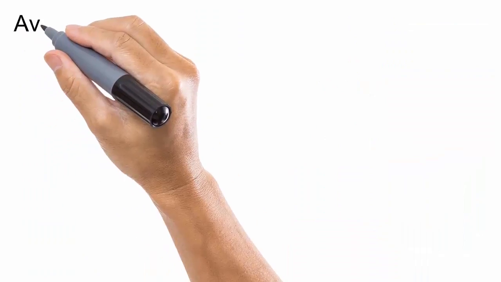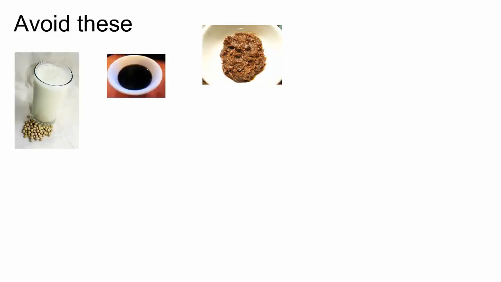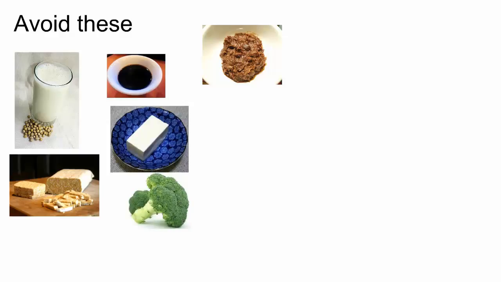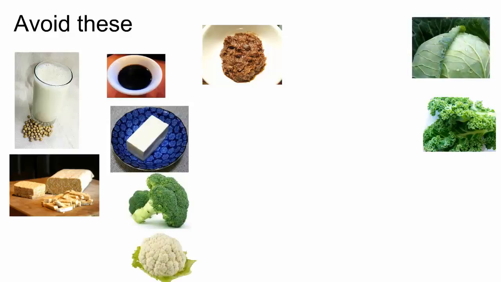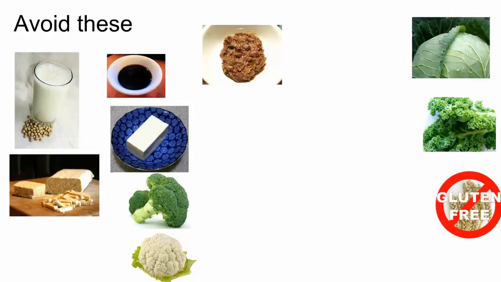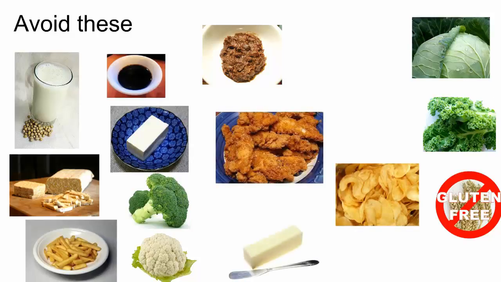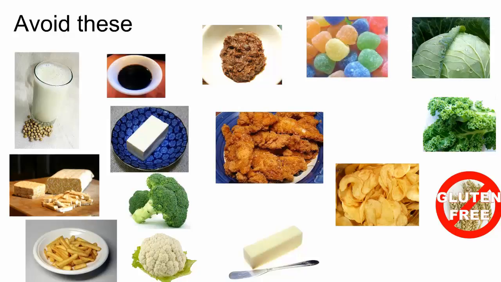What you should avoid in case of hypothyroidism. The very first one is soy products like soy milk, soy sauce, soybean paste, tempeh, that is called soy cake, or tofu. You should also avoid broccoli, cabbage, cauliflower and kale. You should also avoid gluten that is found in processed foods from wheat, barley and rye. You should avoid fatty foods like French fries, chips, fried chicken, butter. You should definitely avoid sugar products, or you should limit them. And definitely at the last, you should avoid alcohol and caffeine.